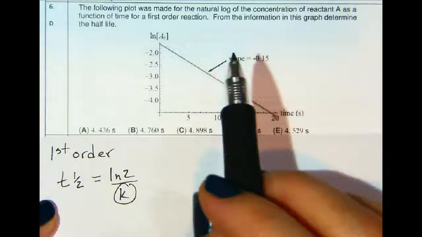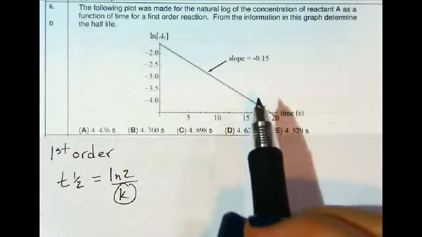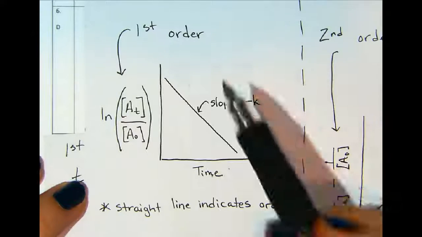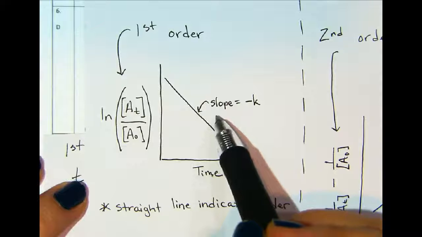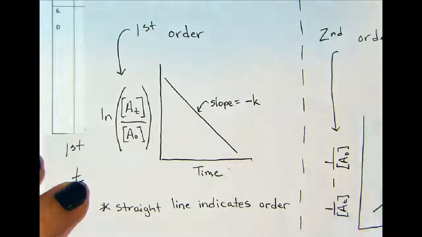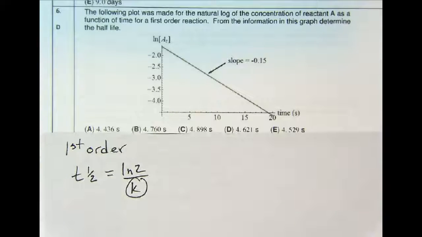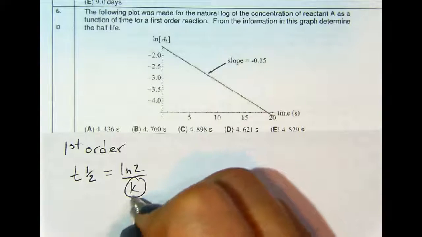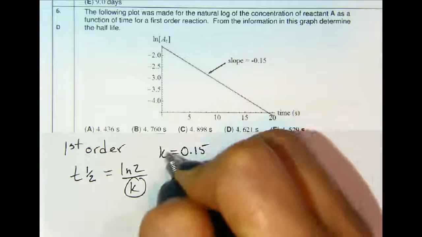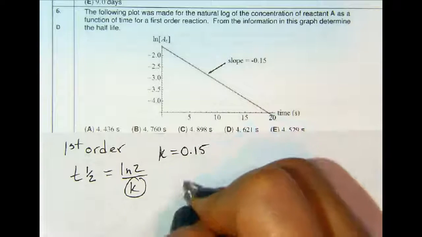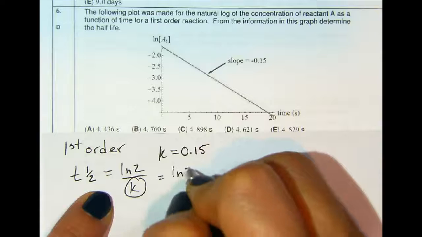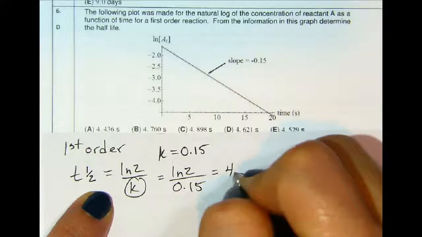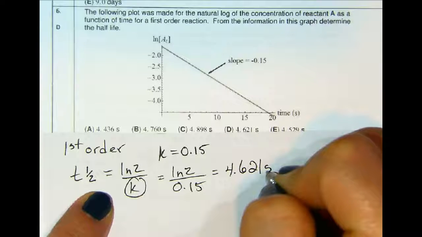Well, if you are familiar with how the graphs work, then we can determine K by looking at the graph. So here's a reminder that when you have a first-order graph, the slope is going to be equal to negative K. And so because we are given a negative 0.15, then K is equal to 0.15, because we just want K, not negative K. And so I'll take the natural log of 2 and divide by 0.15, and that's going to give me 4.621 seconds, which is letter D.